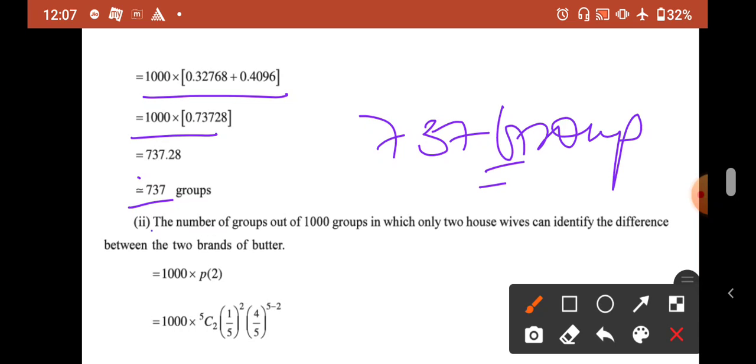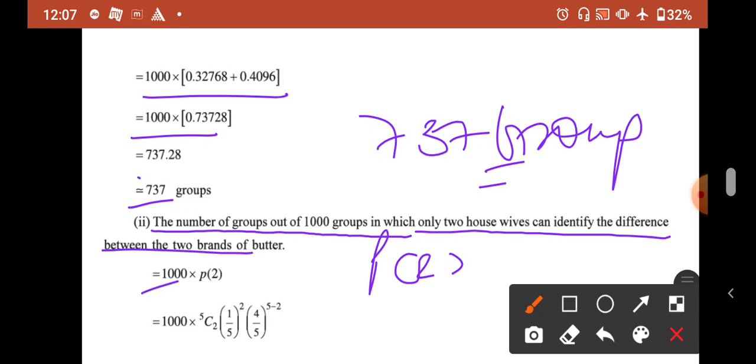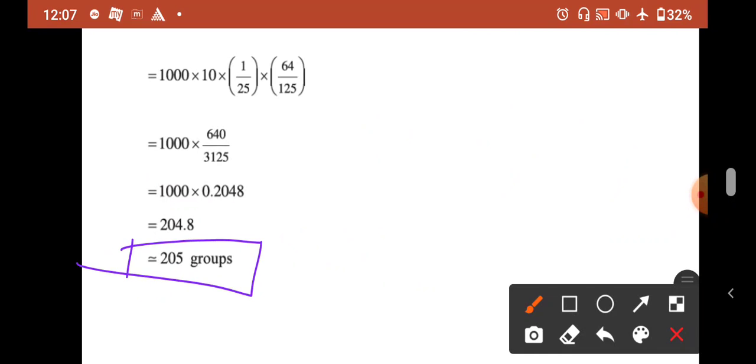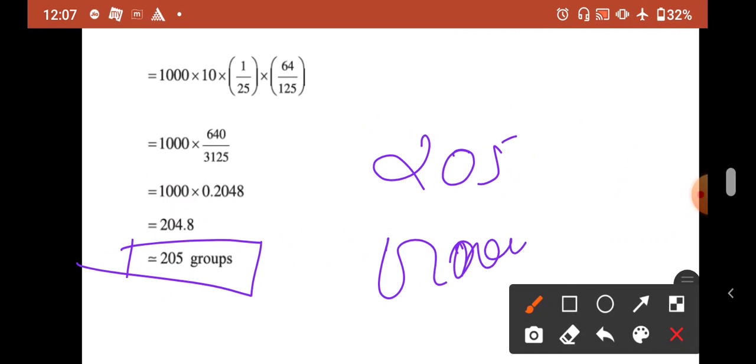Okay. Now the number of groups out of 1000 groups in which only 2 housewives can identify. Only 2 housewives means P of 2. So find P of 2 and multiply it by 1000. So P of 2 multiplied by 1000 will give you 205 groups. So 205 groups can identify.